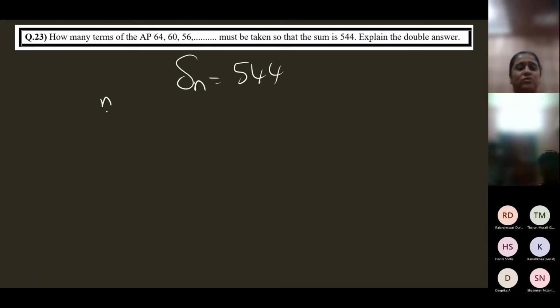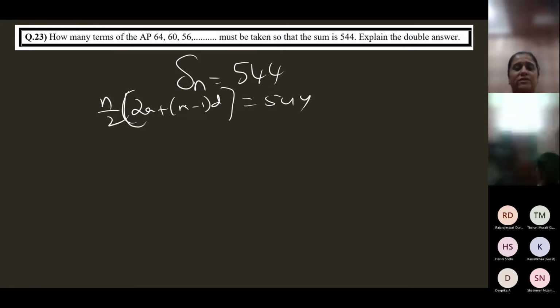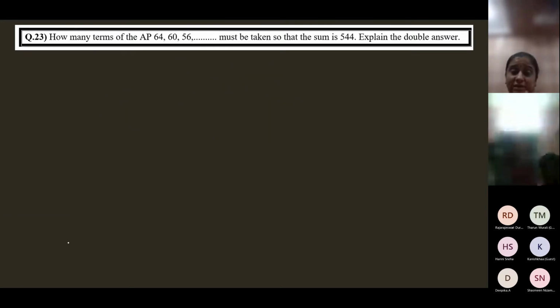Formula: n by 2 of (2a plus (n minus 1) into d) is equal to 544. Substitute; you don't know n, but a and d you know, because you know the AP. Substitute, and in the quadratic equation you'll get two values for n. Sometimes you will have to accept both the values for n. Supposing you get n is equal to 18 or n is equal to 25.